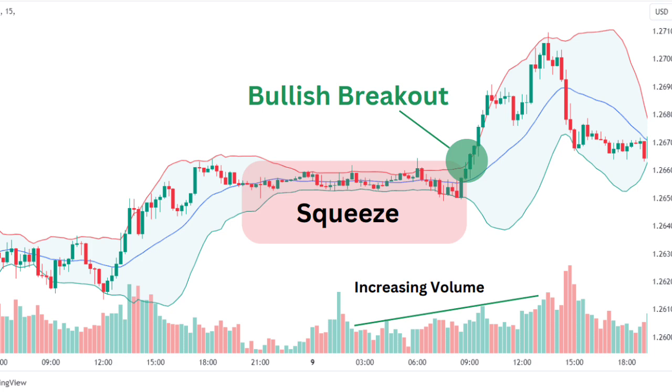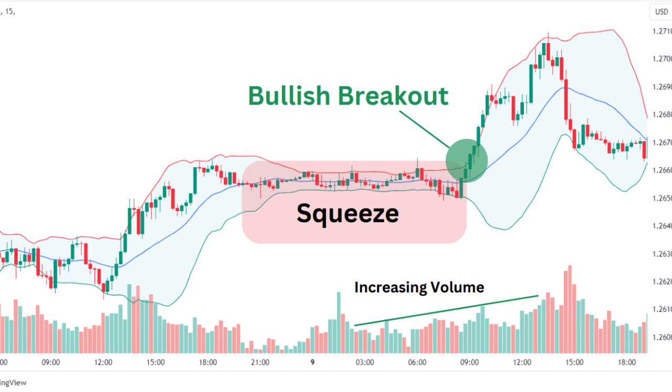Let's make this crystal clear with a real-world example. Look at this chart. See right here? The bands are squeezed tight. The market was super quiet. Now watch this. A massive bullish candle closes above the upper band. That's our signal. We enter long on the close.